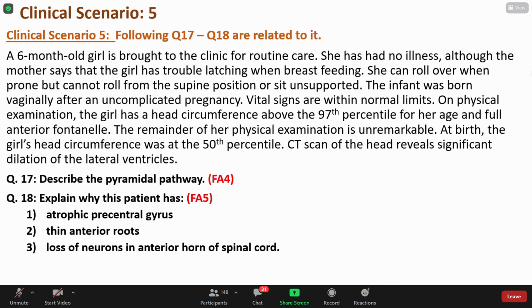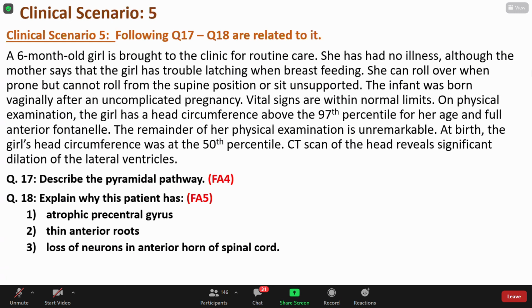Hiba, stick to the course of the pyramidal pathway. So just explain to us the corticospinal pathway, starting from the cortex all the way to the spinal cord. How does this pathway go, from where to where? So just stick to the question, which is describe the pyramidal pathway.